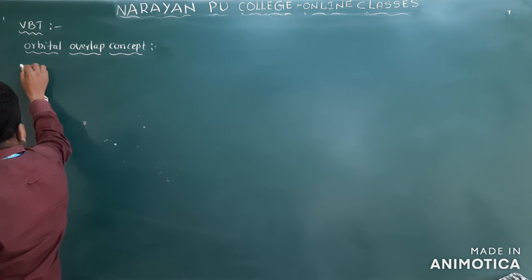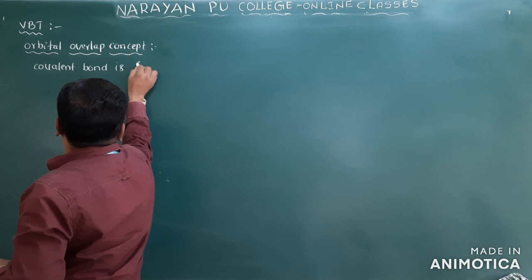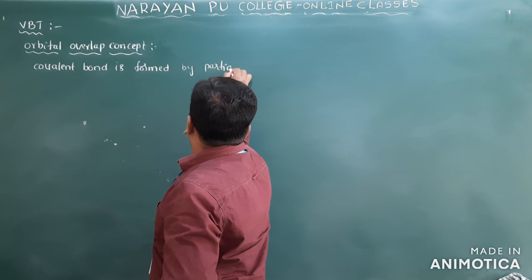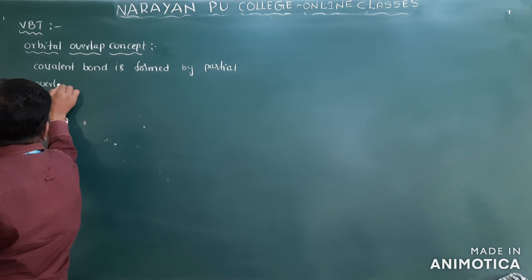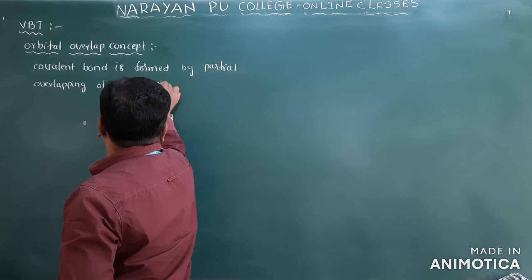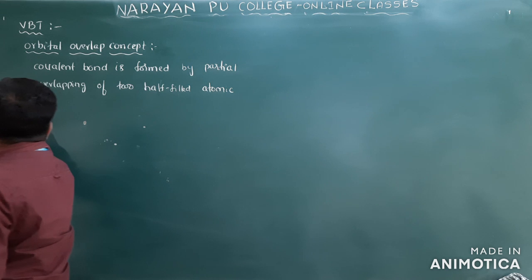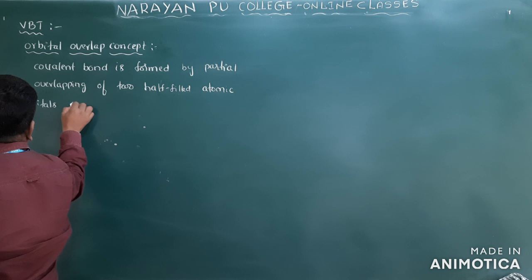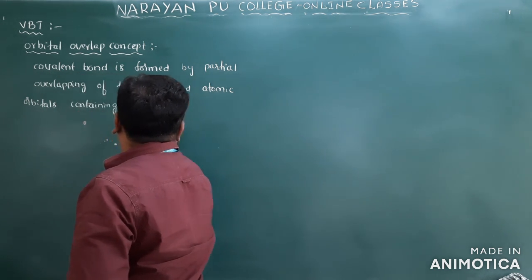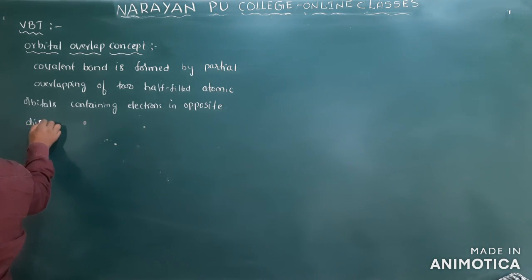According to this concept, a covalent bond is formed by partial overlapping. This is important. Of two half-filled atomic orbitals, very important, two half-filled atomic orbitals, containing electrons in opposite direction.